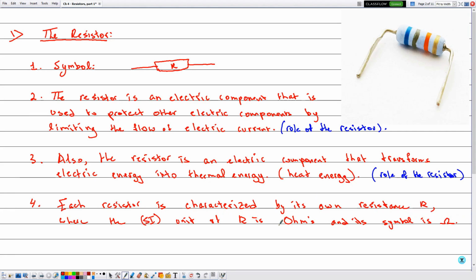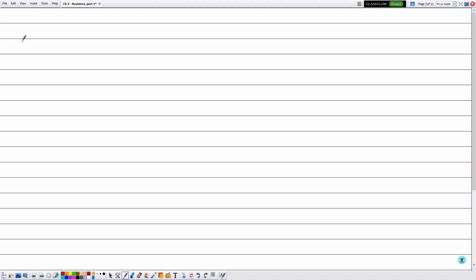Then each resistor is characterized by its own resistance. For example, we may have that a given resistance is 20 ohms, or R is equal to 30 ohms. And now let's move to the next section, which is section number 2, Ohm's law.